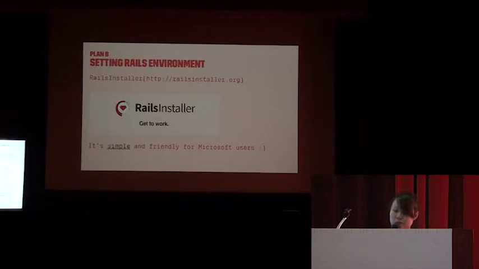The first step is to establish a Rails production environment on this Windows server. We can install Rails Installer. It's simple and friendly for Microsoft users. Even at Rails Girls Taipei, we used it to set up students' Windows-based notebooks.